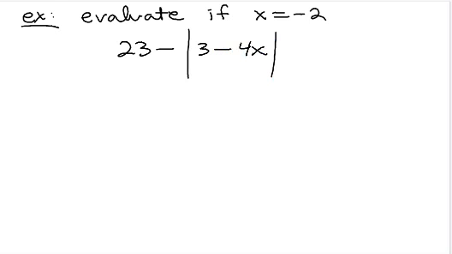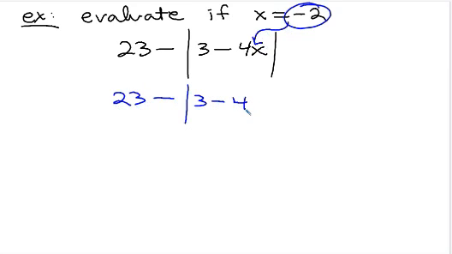Okay, this is not an equation. All I do is I put the -2 in for x, and I do my order of operations. All right? The first couple problems in your homework assignment are like this. So it's 23 minus the absolute value of 3 minus 4 times -2. Be careful with your order of operations. I need to multiply before I add or subtract. So 4 times -2 is -8.